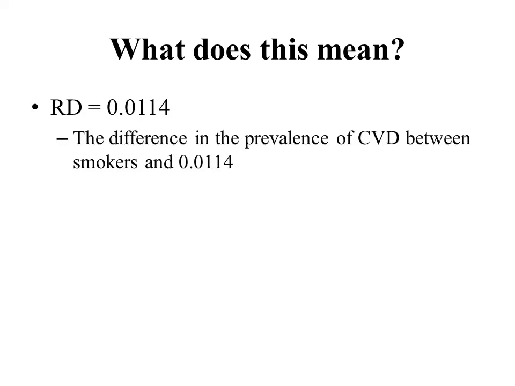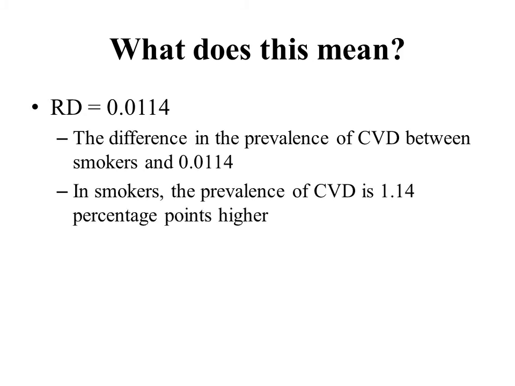So this means that the difference in the prevalence of cardiovascular disease between smokers and non-smokers is 0.0114. So what does that mean? Well, we could think of this as that in smokers, the prevalence of cardiovascular disease is 1.14 percentage points higher. So percentage point is just the percentage equivalent of a decimal. So we move this over two places, we get 1.14. So prevalence in smokers is 1.14 percentage points higher than non-smokers.